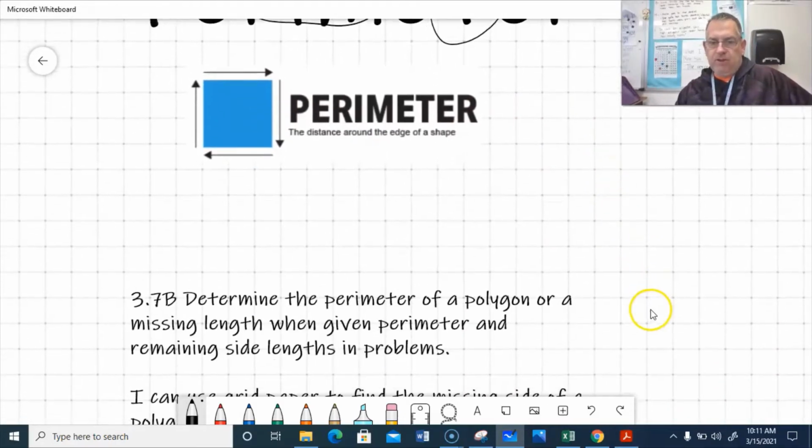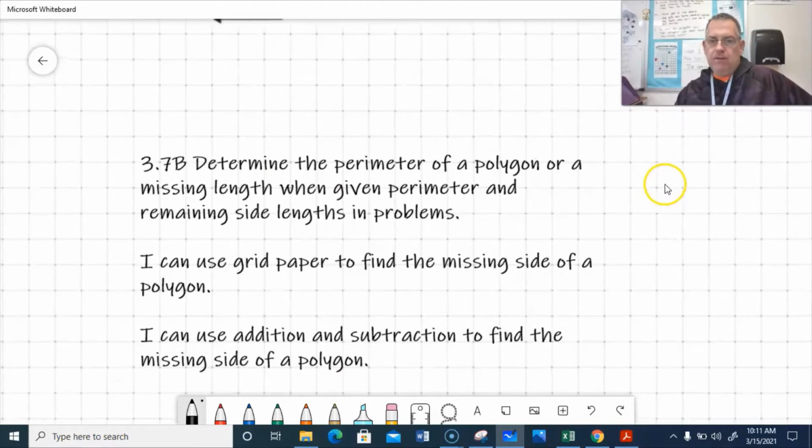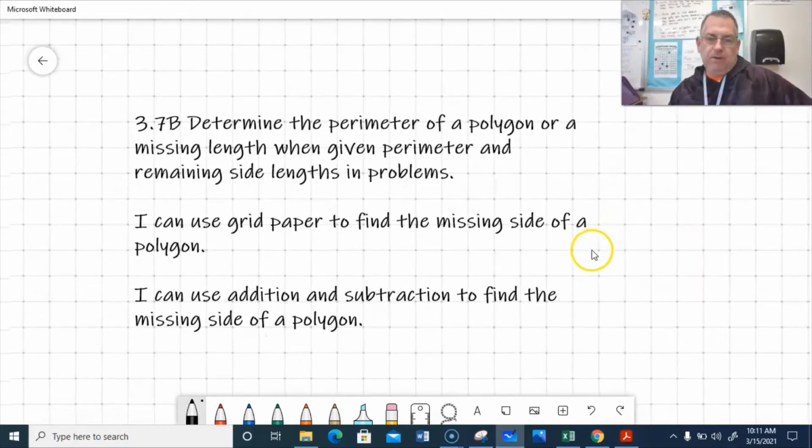Let's look at the specific skill. This is a readiness standard, so these are important to us. The standard is 3.7b, and that's to determine the perimeter of a polygon or a missing length when given perimeter and remaining side lengths in a problem. By the end of the lesson, I can use grid paper to find the missing side of a polygon.